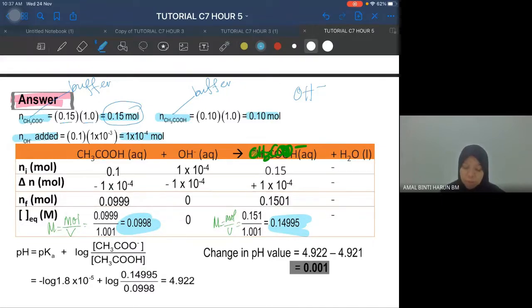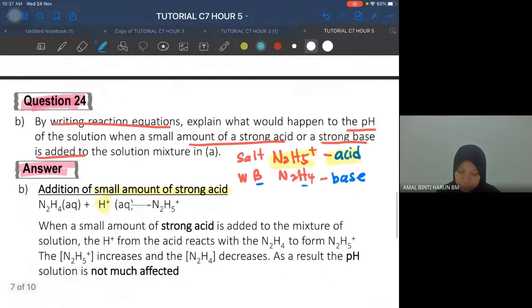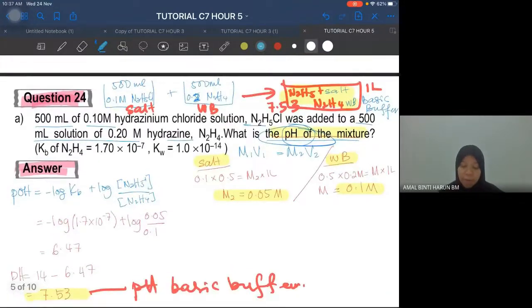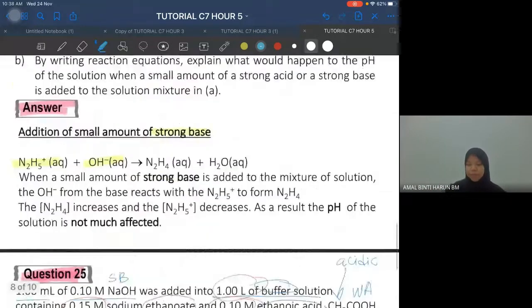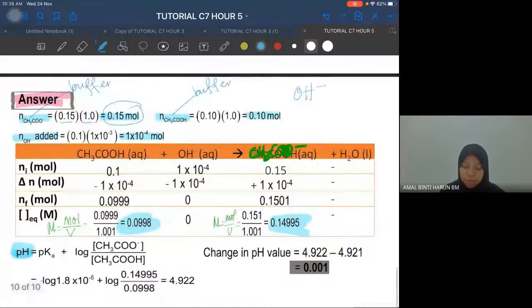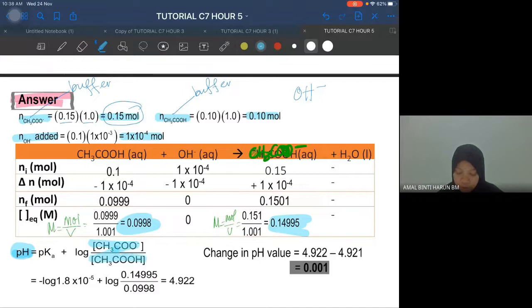Okay, sekarang nak cari pH, pakai Henderson-Hasselbalch equation yang pH. Okay, why sometimes Henderson-Hasselbalch dia adalah pH, sometimes pOH. It depends on your buffer. So this buffer is acidic buffer, sebab tu kita pakai pH. Just now, Henderson-Hasselbalch yang kita pakai adalah pOH because it is basic buffer. Okay, so itu kena pandai ya. Okay, so substitute pH equal to pKa plus log salt over acid. Substitute everything, kita dapat 4.92.